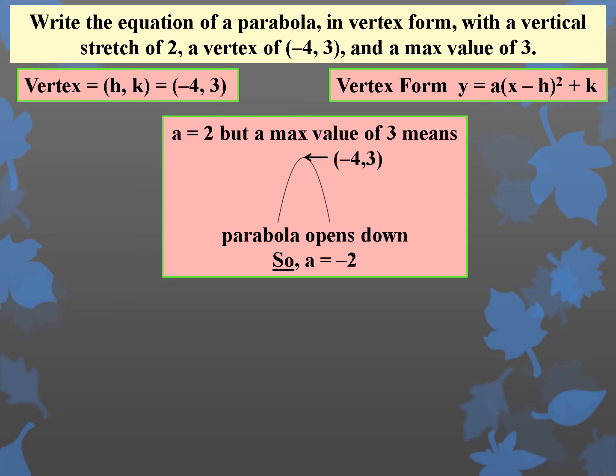So since we have a max value, that means it opens down, which means our A is negative. So we have A is negative 2. So then all we do is sub in A, H, and K, and voila, there you go.